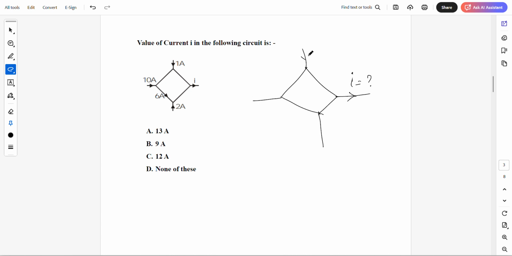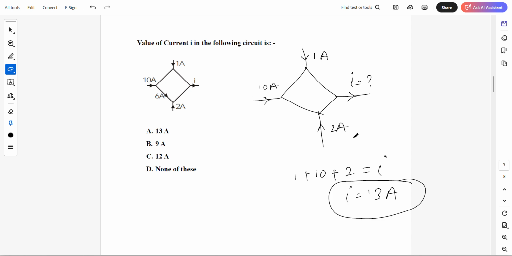How much is incoming current? 1 ampere. How much is incoming current? 10 amperes. How much is incoming current here? 2 amperes. Correct. Now see here, sum of incoming current should be equal to sum of outgoing current. Sum of incoming current is 1 plus 10 plus 2, that is equal to outgoing current I. So I is equal to 13 amperes. Understood? I is equal to 13 amperes is the right answer.